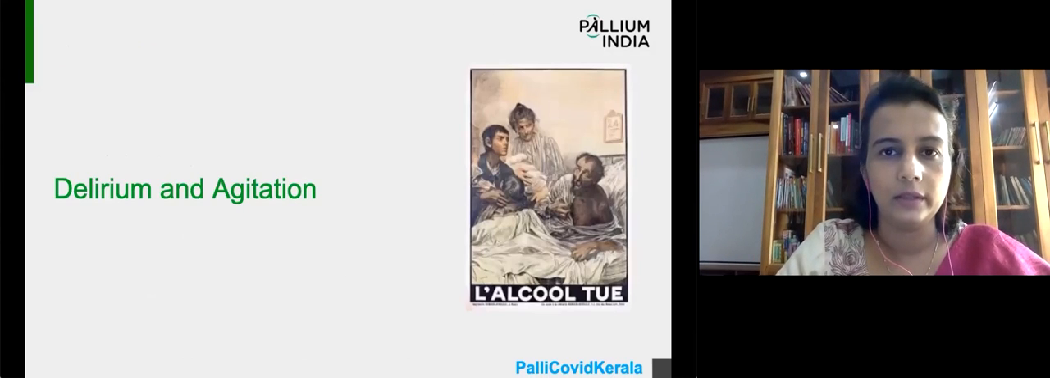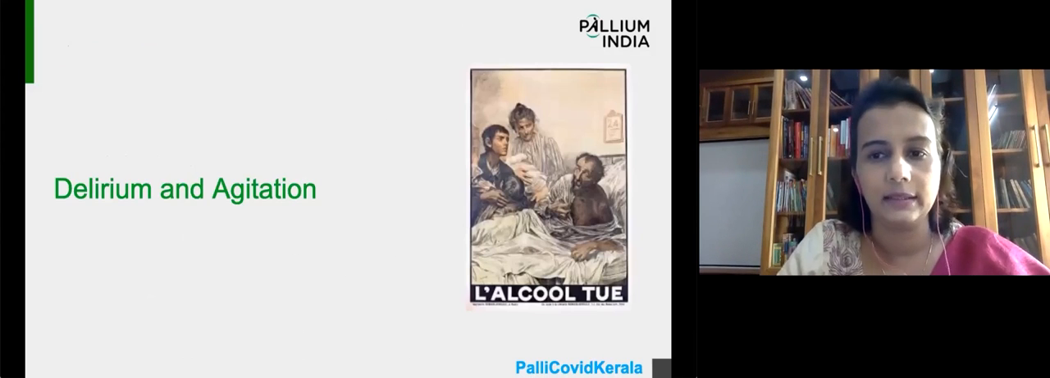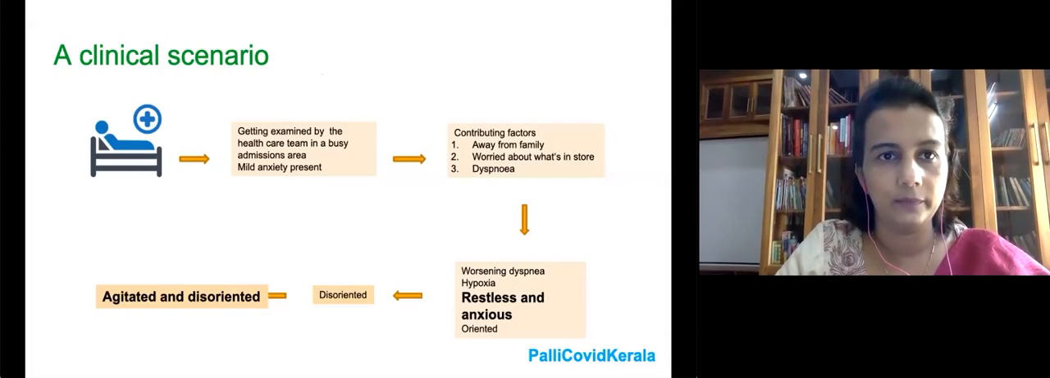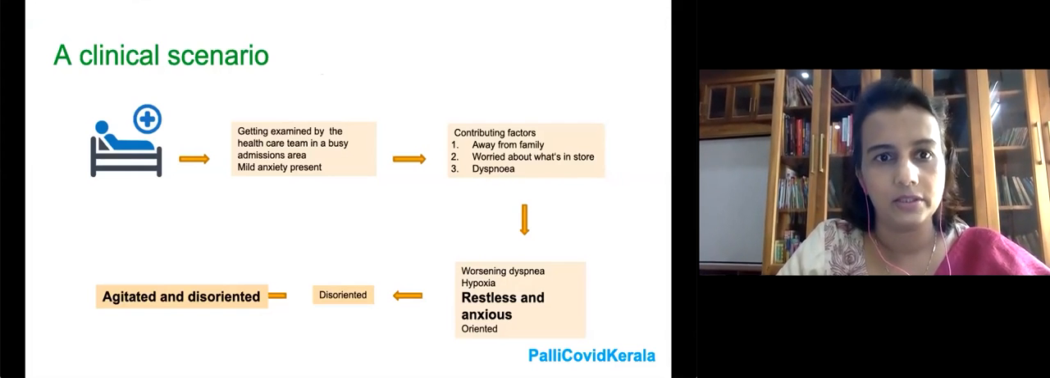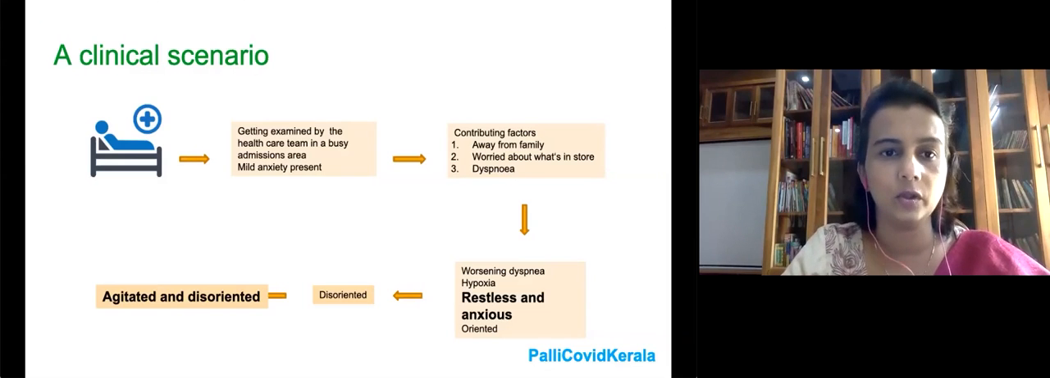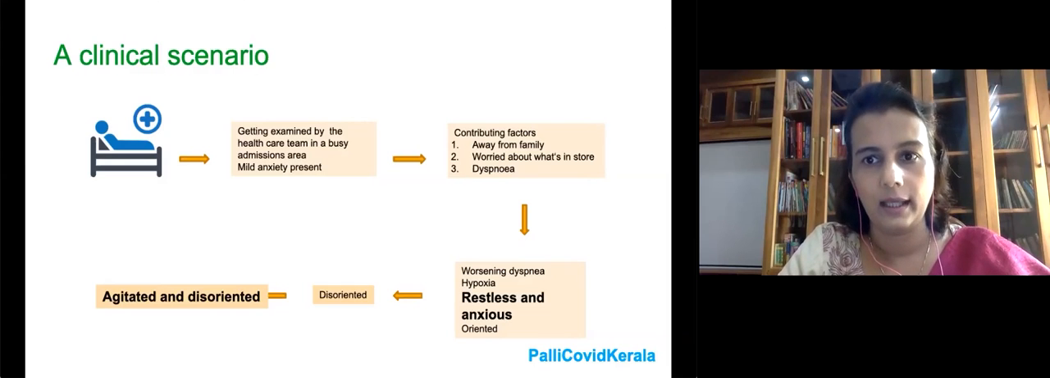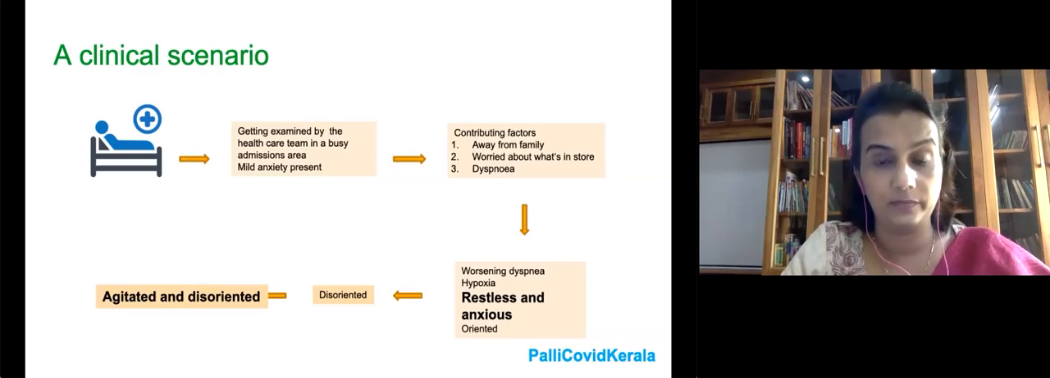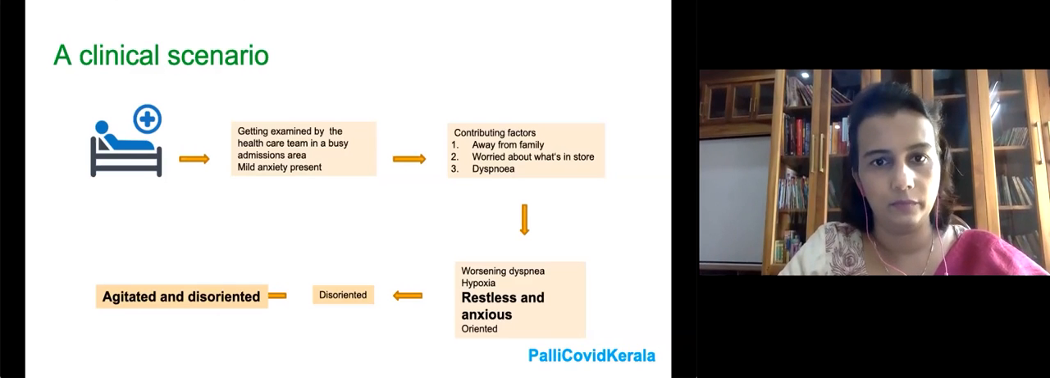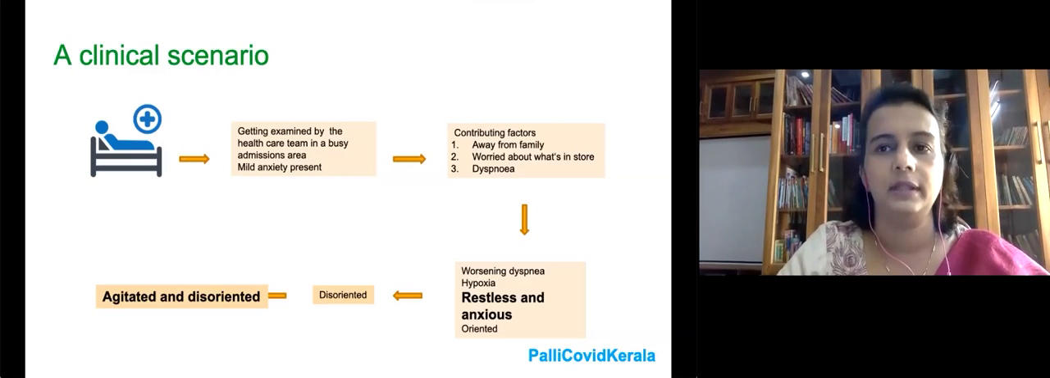So again, you picture a patient who can start with breathlessness and then can become very, very agitated and restless. So think of a typical patient journey where the patient can be at home and get high symptoms of either fever or suspected COVID, and they get admitted to the ward and are examined by the healthcare team in a busy admissions area. So imagine what goes through the mind of the patient at this stage. Obviously, there'll be mild anxiety. They don't know whether they've got COVID or not, and they're waiting to be examined. And at the same time, they'll be away from the family at this stage because they'll be isolated.